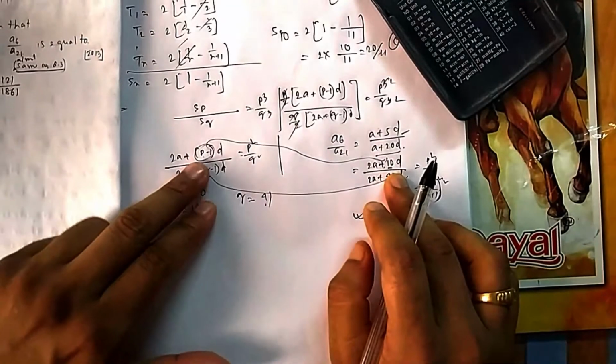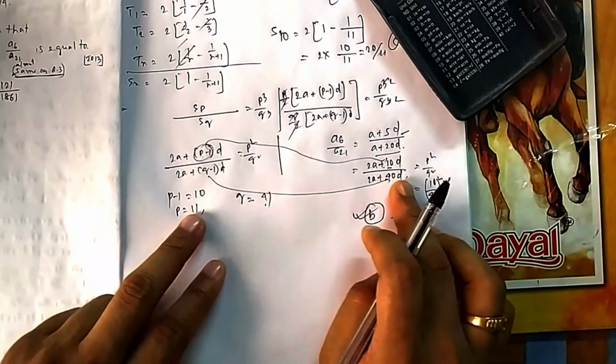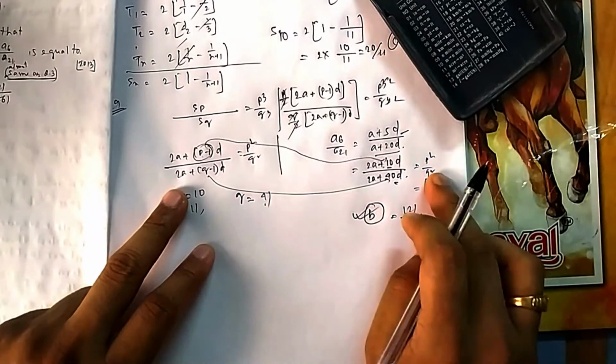Just seeing these two, what you need to find, and you compare these two, you can easily find the P and Q values. Once you know the P, Q values, you put them there, then you will find this is equal to P square by Q square, which is 11 square by 41 square.